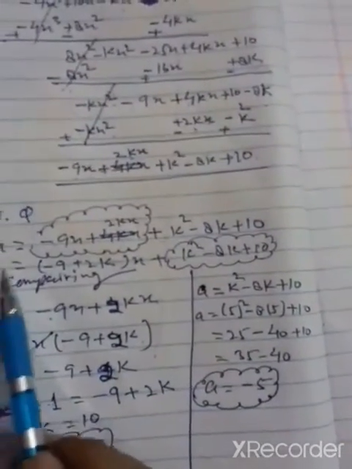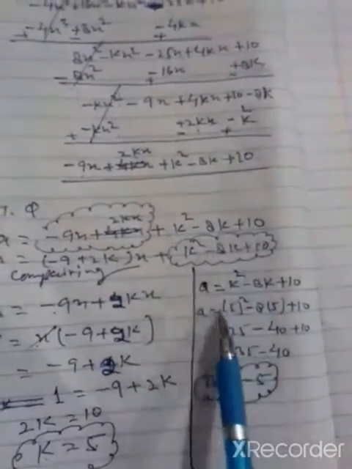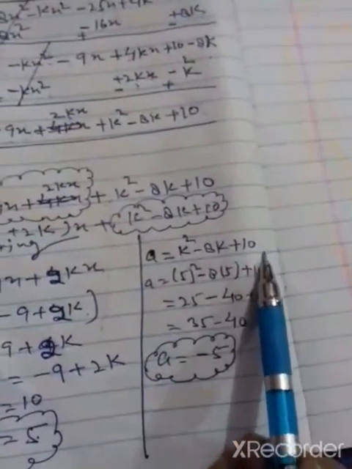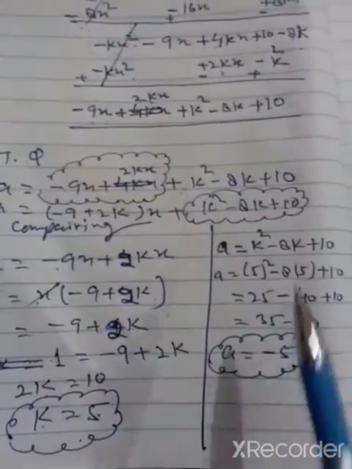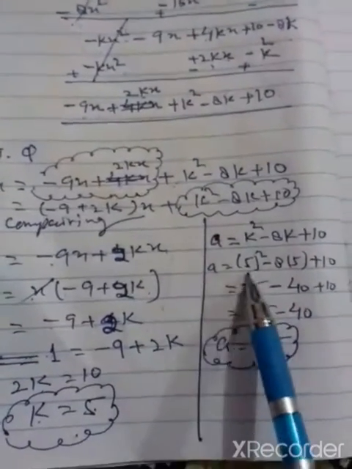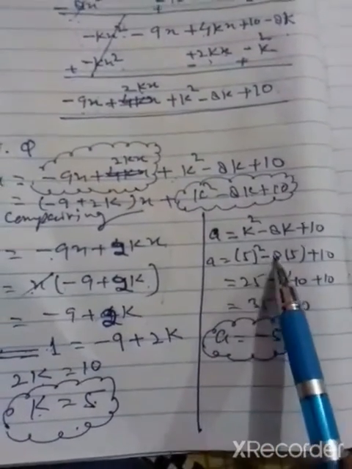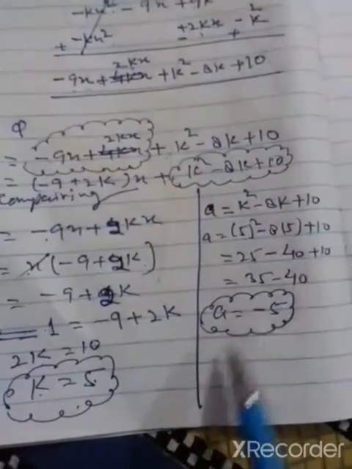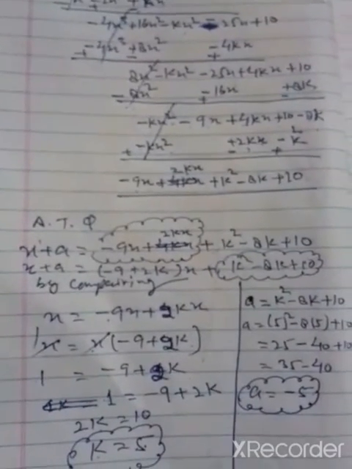Okay, same like this when we will compare these two where no variable is there with them. So a is k square minus 8k plus 10. We know the value of k, that is 5, putting the value of k. So here 25 minus 8 into 5 is 40 plus 10. 25 plus 10 is 35 minus 40. So a is minus 5. So this is how we have to do this sum. Okay.